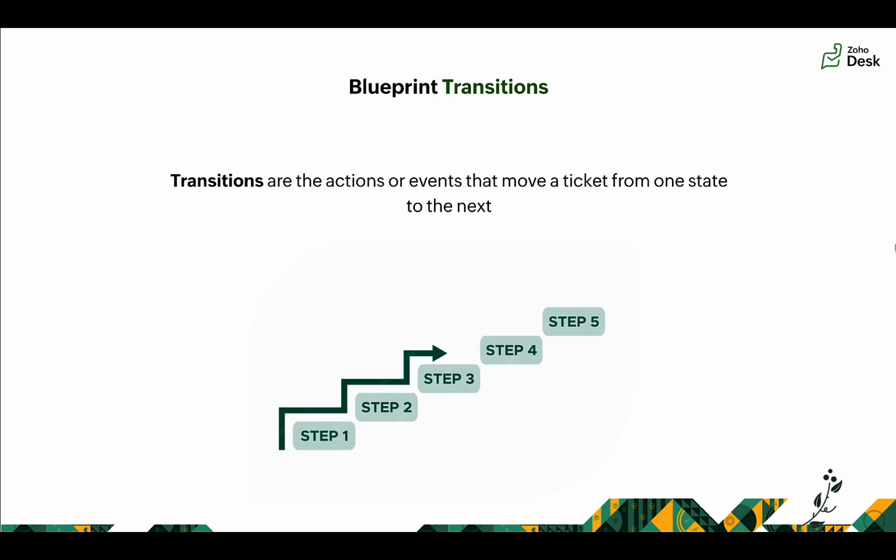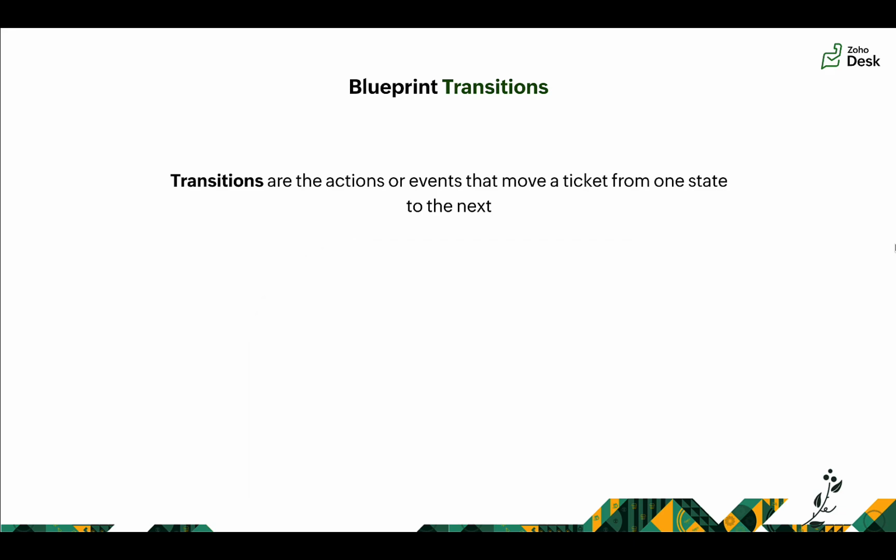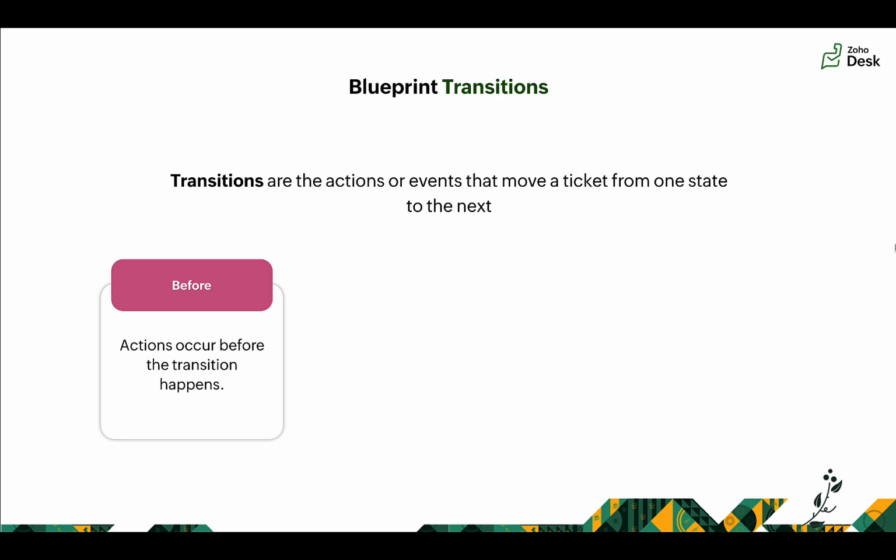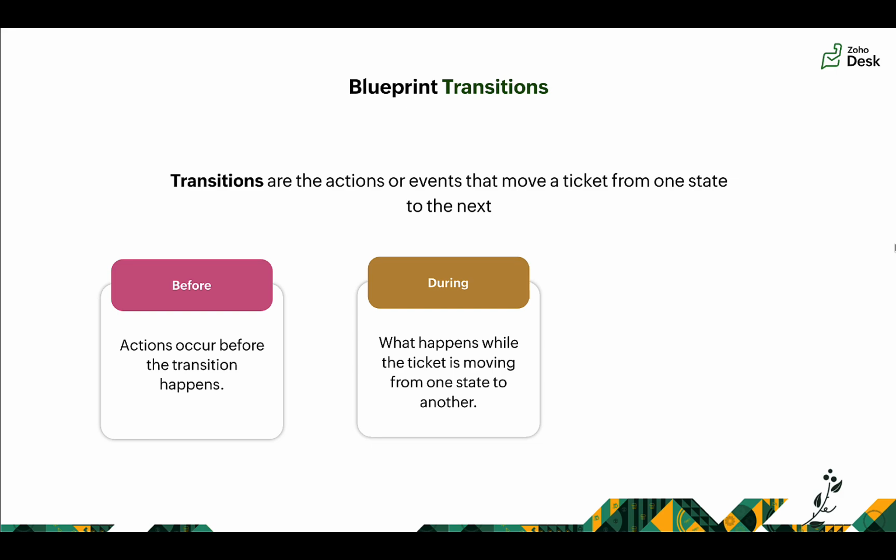The process of transition involves actions performed at different stages, and these actions can be categorized as follows. First one is before transition. These are actions that occur before a transition takes place. They help ensure that all preconditions are met and set the stage for the transition. The next one is during transition. Here, certain actions will take place while the ticket is in one state. They represent the core of the transition, such as replying to the customer while performing the transition or triggering notifications.